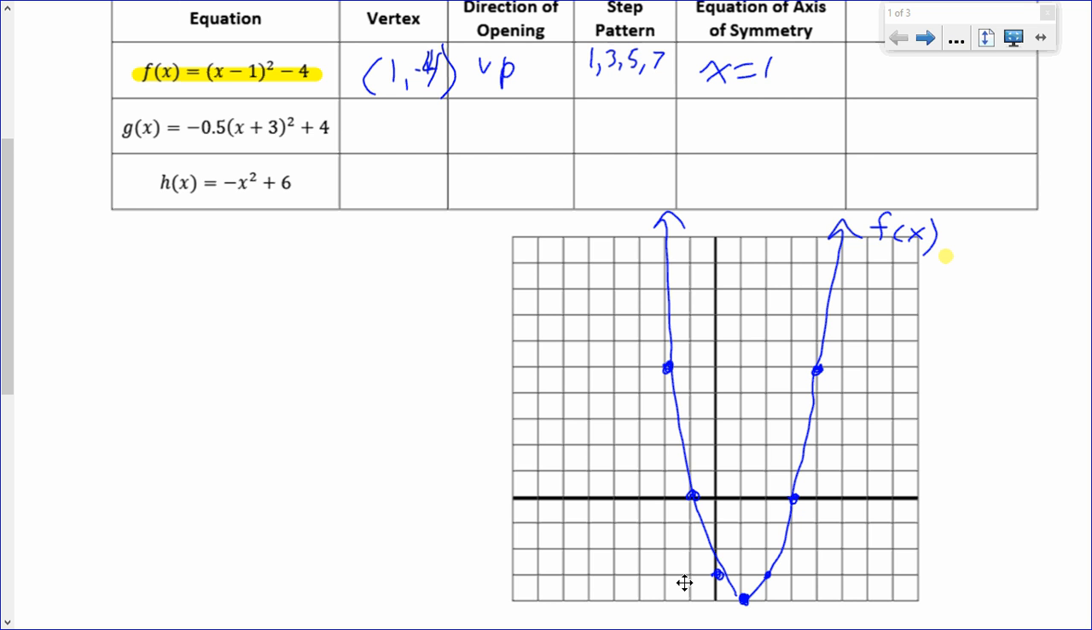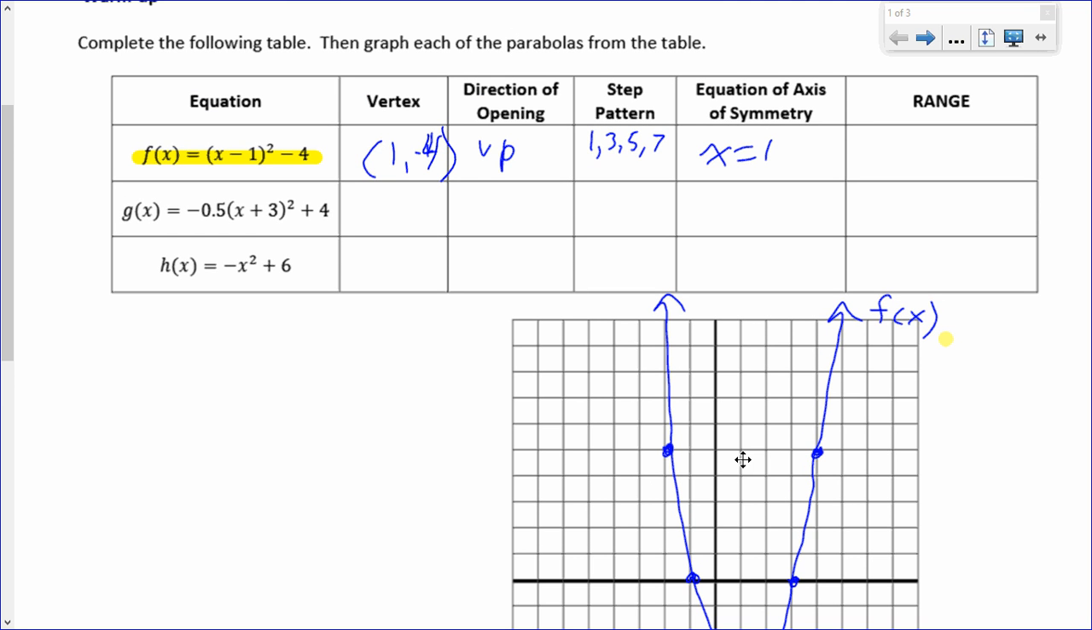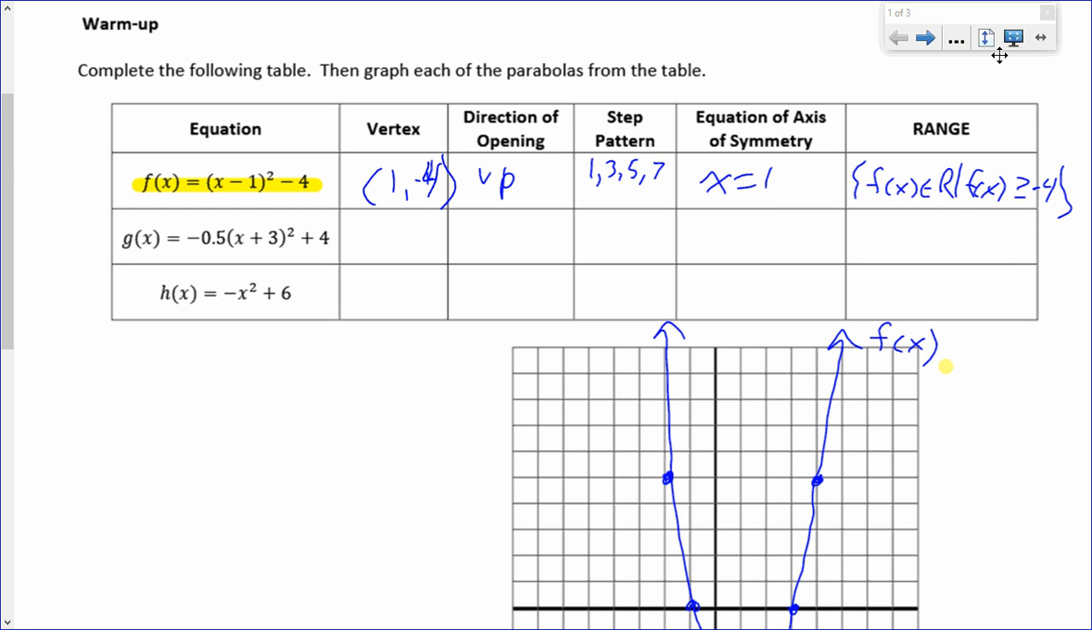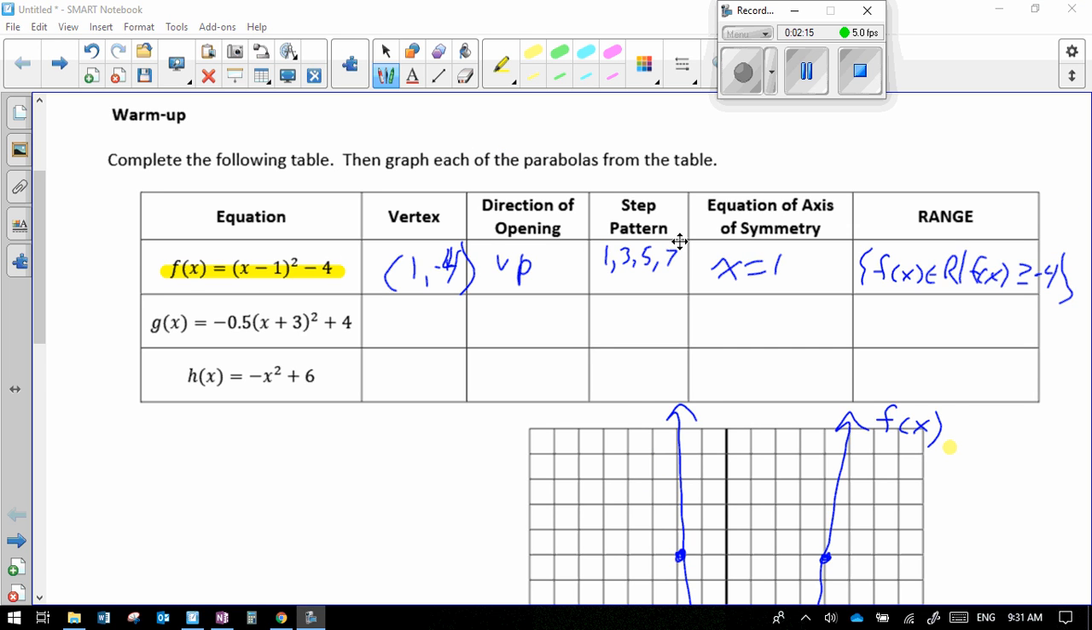Now let's look at the range. The domain would be all x values, or x ∈ ℝ. The range, though, notice that all the y values, or all the f of x values, they're all greater than or equal to -4. So in our range, we're going to write something like f of x ∈ ℝ, where f of x is greater than or equal to -4, just like that. Okay, a little bit easier to find the range once you have the graph to look at. Okay, let's move on to the next example.